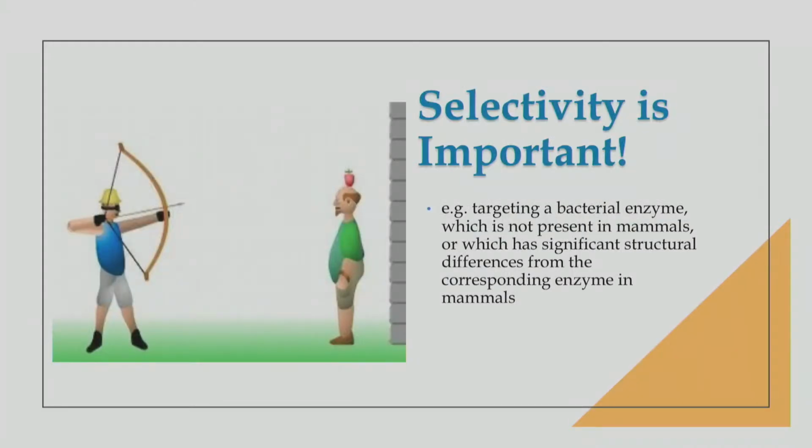So if you want to hit the apple or head, it totally depends on the skill set that you acquired. So selectivity is always important. For example, if you want to design any antibiotic, it has to selectively target the bacterial enzyme, not the human or mammalian enzyme. So we always need to maintain the selectivity.